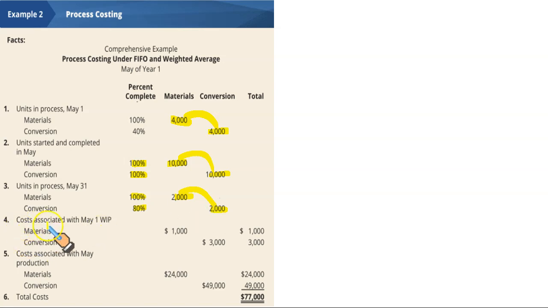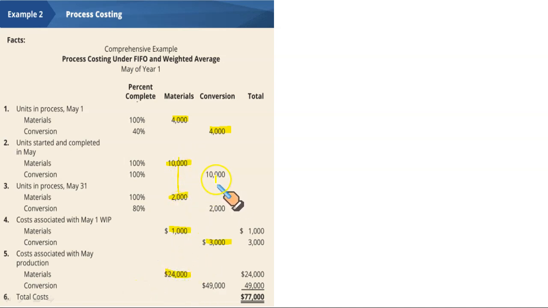It further says that the costs associated with the beginning work in process, these 4,000 units, carry 1,000 worth of material. These 4,000 conversion cost units have 3,000 conversion cost, that is the direct labor and manufacturing overhead. It further says that the cost added during the current period on these units, 10 and to 12, 24,000.